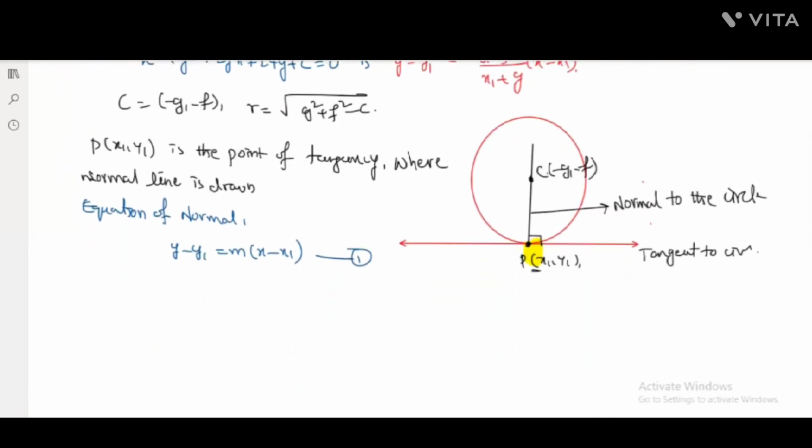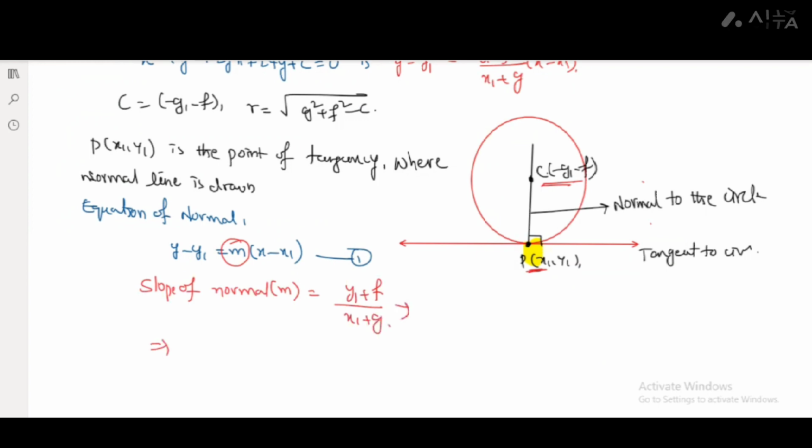So here we got the equation of the normal and we need to find out this slope m. How can we find the slope of this normal? Already we know the point C. The normal is passing through C, and it starts from (x1, y1). So the slope of normal m is equal to (y1 plus f) by (x1 plus g) directly.